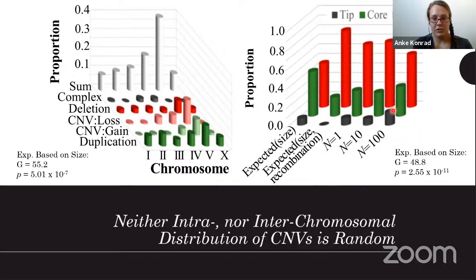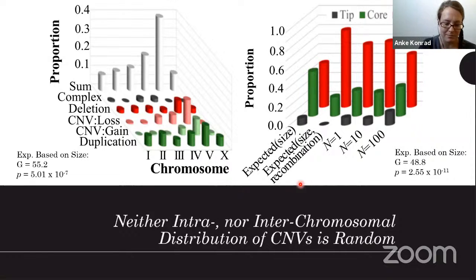And in addition to the expressional differences between population sizes, we also saw a non-random distribution of duplications and deletions across the chromosomes. On average, chromosome 5 had the most copy number changes, both deletions and duplications. And on average, most copy number changes occurred in the arms of the chromosome rather than the core or the tip.